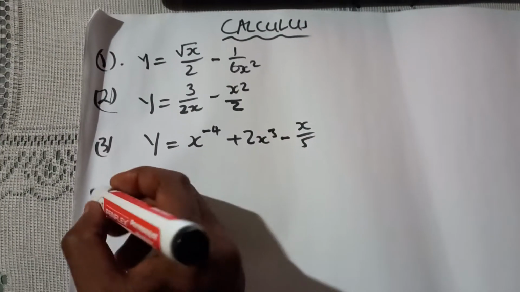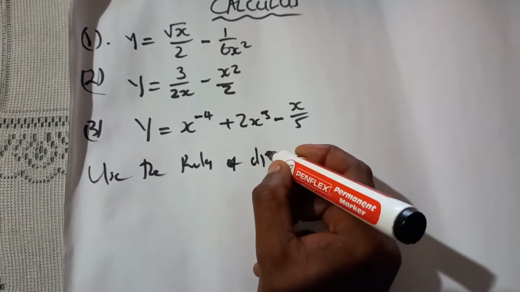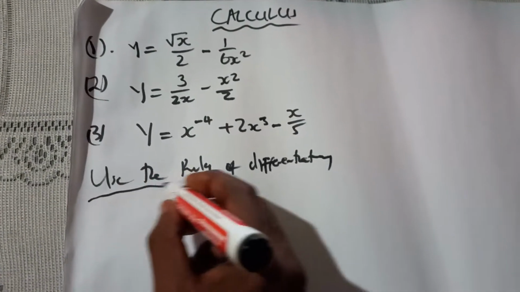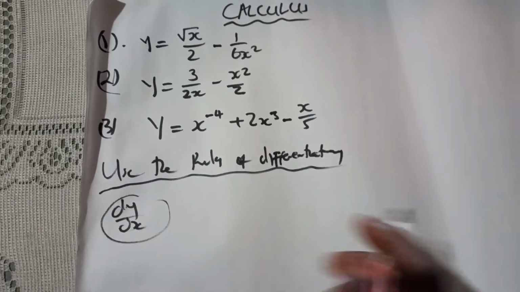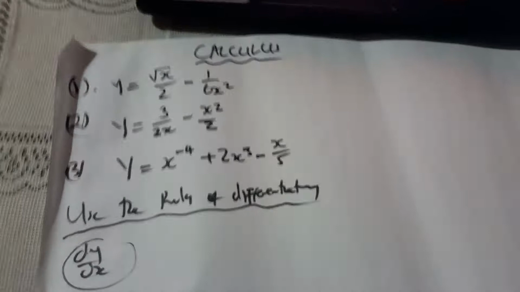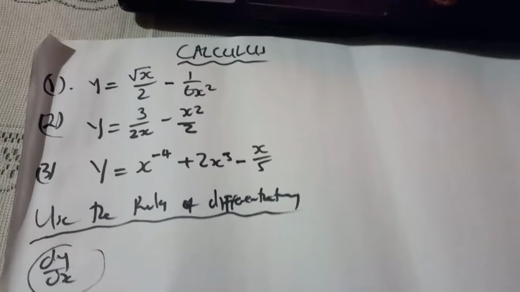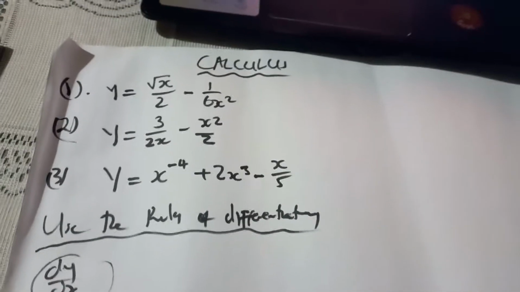Now here they are saying that we should use the rules of differentiating. Now we all know the rules of differentiating. Whenever such questions are raised, what I normally tell learners to do is this. When it comes to differentiating, it's not that difficult. It's just that learners do not want to listen, right?